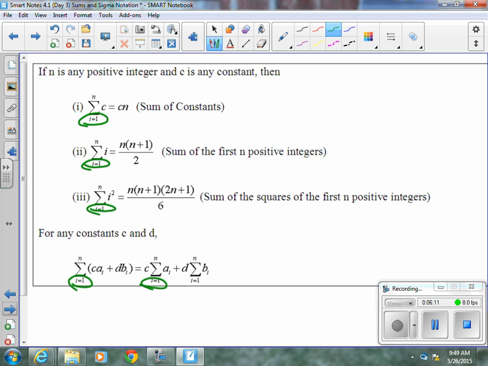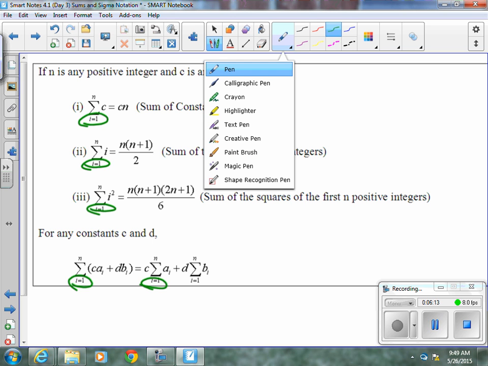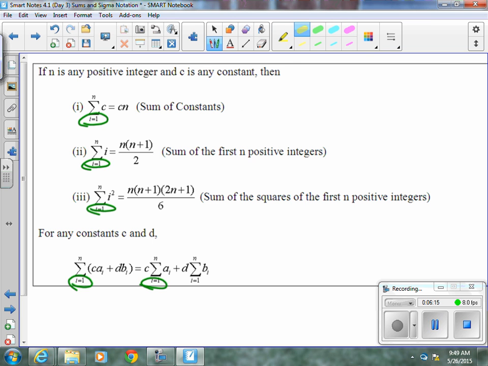For just an i, it's n times n plus 1 over 2, n being the top number on our summation notation. For a square, here's our formula, and they can be broken up. Constants can be pulled out front, and multiple things with i's can be given their own sigma. So, memorize these. You will need to know them.